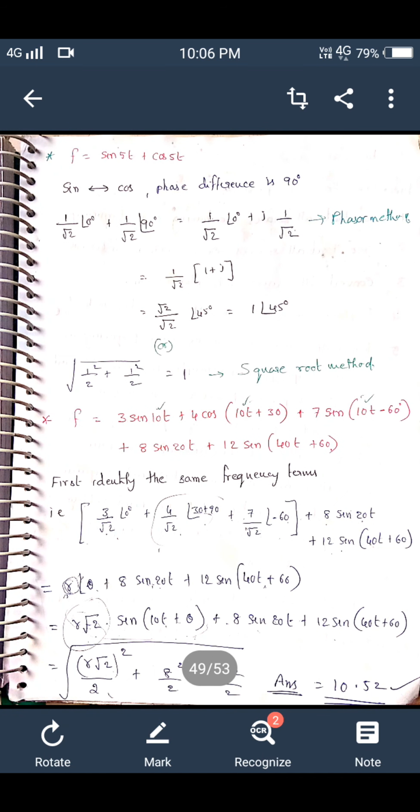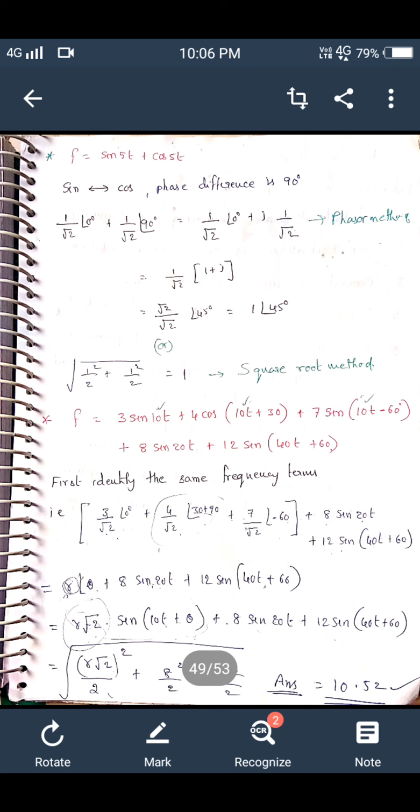Now the proof for statement 3. See in this example, the function is given as sin 5t plus cos 5t. Here the two signals have the same frequency 5 but differ by 90 degrees, because between sin and cos the phase difference is 90 degrees. Then you can use the square root method or the phasor method, and you will get the same answer. Refer to that example and observe the equal values.